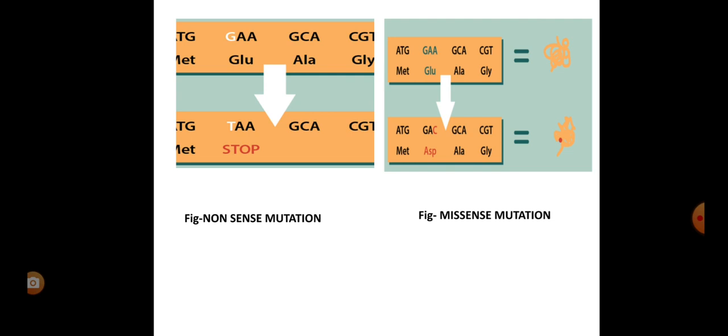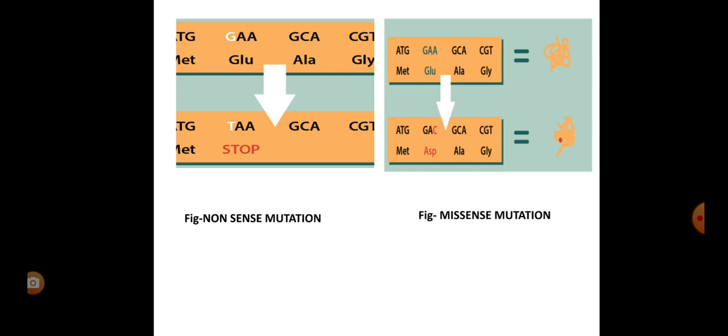In nonsense mutation there is only one single alteration. G is changed into T, and TAA is a stop codon, which means TAA will not synthesize any amino acid further. So there is malfunctioning of the protein or no protein formation, and that causes mutation. This type of mutation, where only a single alteration occurs in the DNA sequence or in the nucleotide base pair, is nonsense mutation.